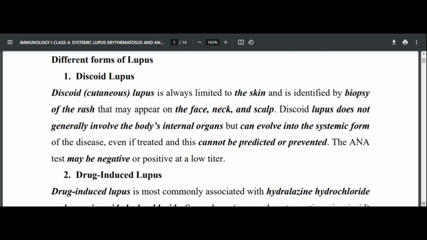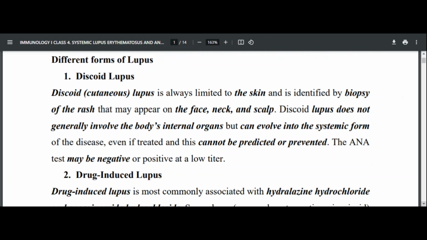So discoid lupus does not generally involve the body's internal organs, but it can also evolve to the systemic form of the disease. Even if it is treated, and this cannot be predicted or prevented, whether we treat or we don't treat, it may evolve into the systemic form of lupus disease.